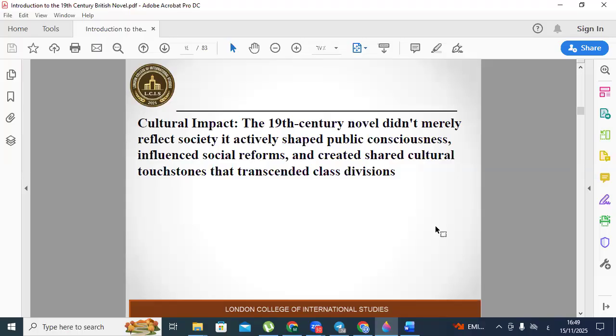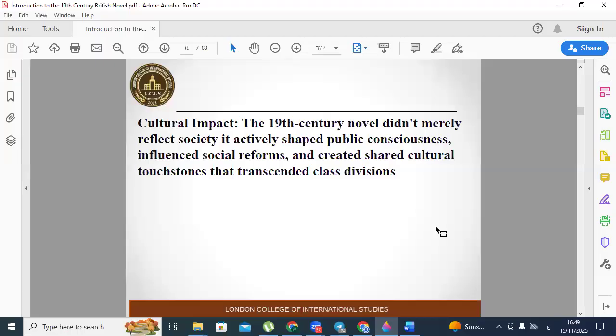Or consider how novels shaped gender consciousness. When readers encountered Jane Eyre's declaration of equality with Rochester or followed Dorothea Brooke's intellectual frustration in Middlemarch, they were presented with challenges to conventional gender ideologies. These fictional examples gave readers frameworks for thinking about women's rights and roles.